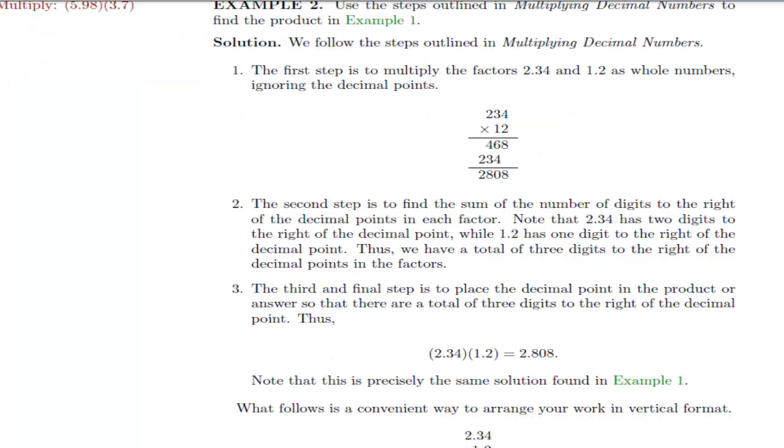2. The second step is to find the sum of the number of digits to the right of the decimal points in each factor. Note that 2 and 34/100 has 2 digits to the right of the decimal point, while 1 and 2/10 has 1 digit to the right of the decimal point. Thus, we have a total of 3 digits to the right of the decimal points in the factors.